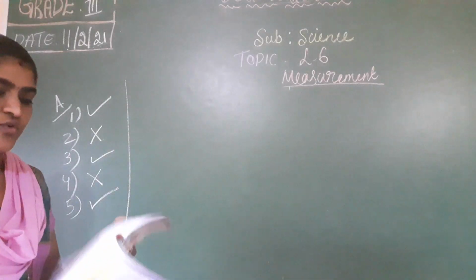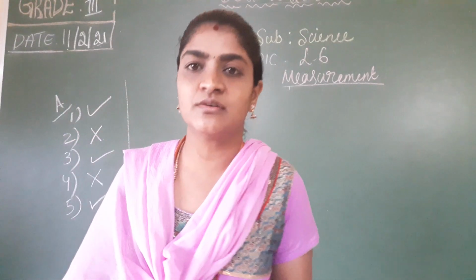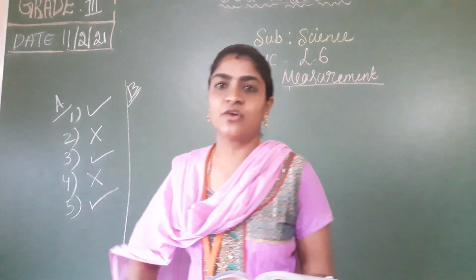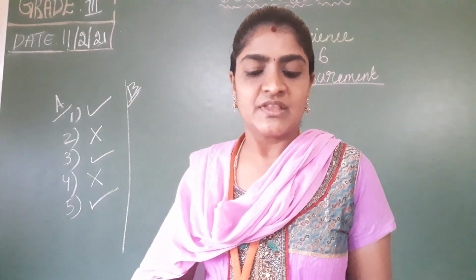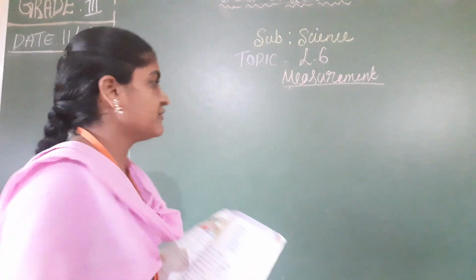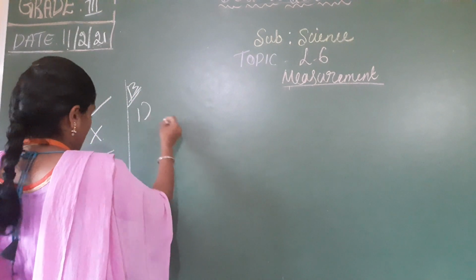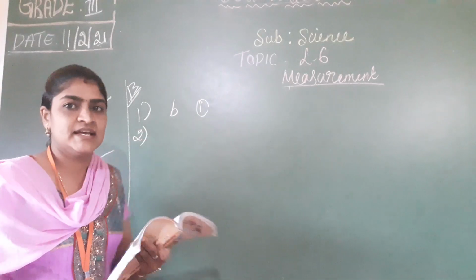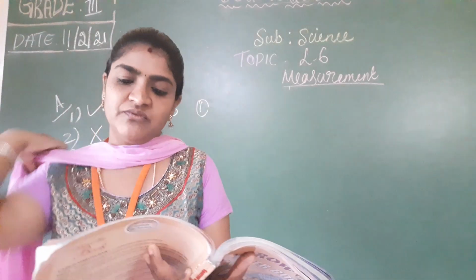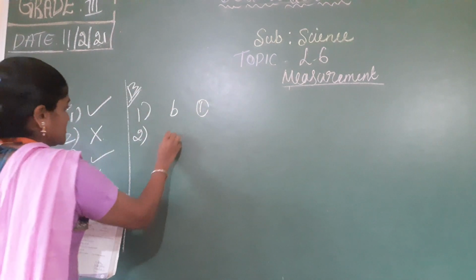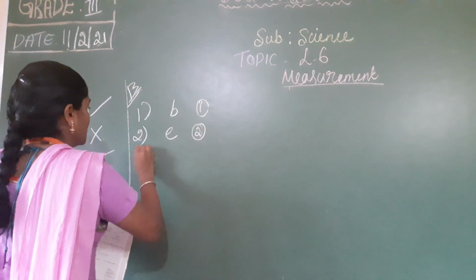So next we will move on to the second main, that is match the following. That is B main. You can see A column and B column there. The first one is length. Length we can measure with the help of meter. The first answer you can mention next to B, number 1. Next, second one, volume. The volume we can measure with the help of liter. So you can mention next to E, number 2.